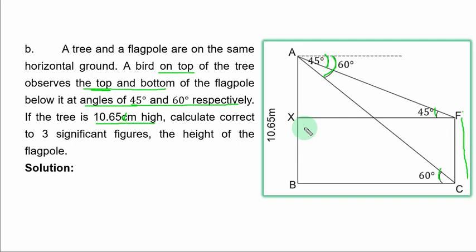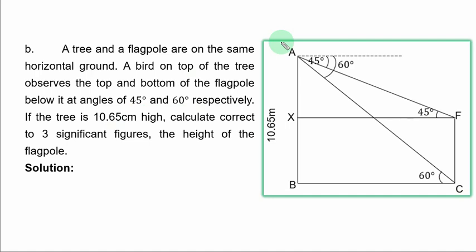Now from this diagram, we try to get AB. Already AB is given to us, so the work is easy. You only need to get AS. If you get AS by considering triangle ASF, you subtract it from AB, that is 10.65 meters, it gives BS, and BS is equal to FC, the height of the flagpole.